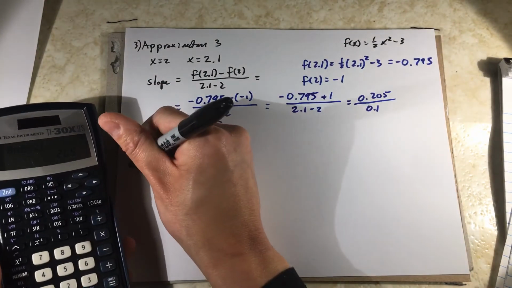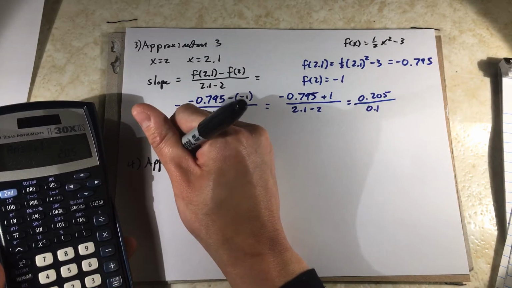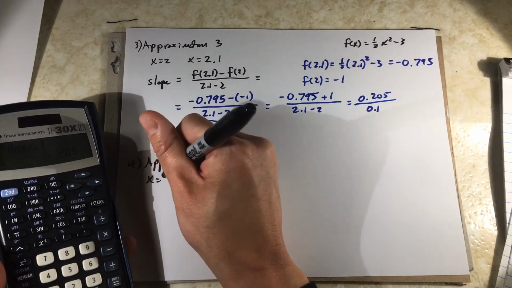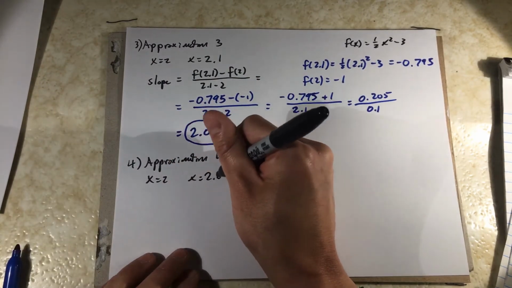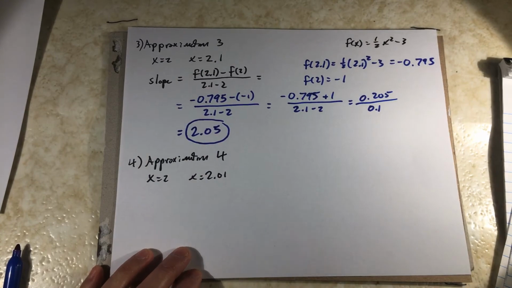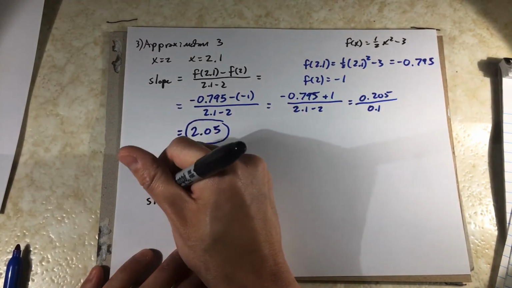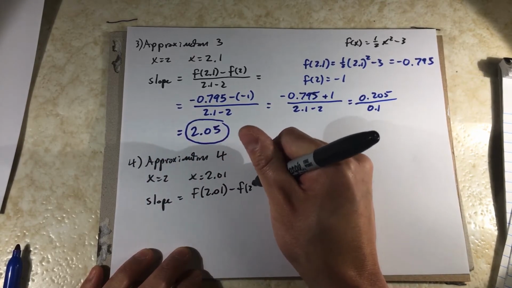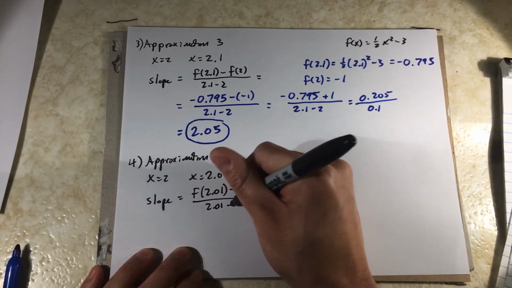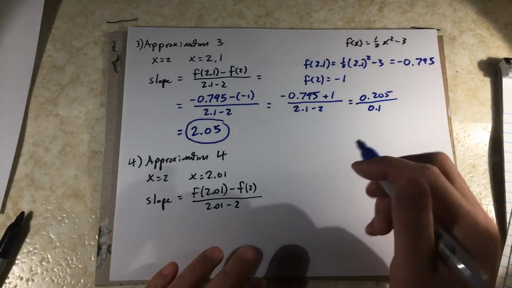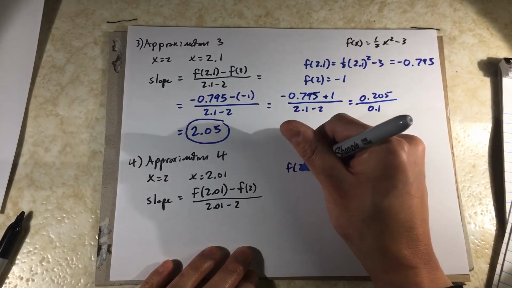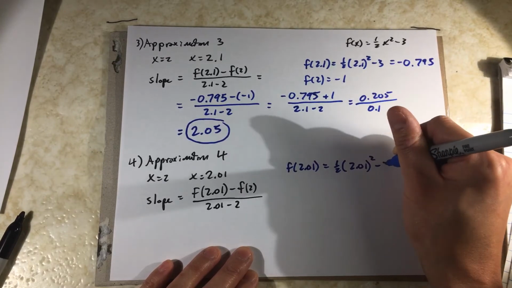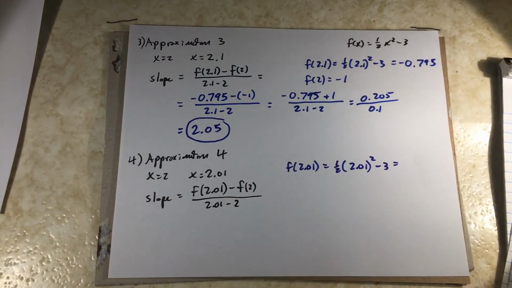And then let's do our fourth approximation, which is x equals 2 and x equals 2.01. So we're getting closer and closer to this point with x equals 2. And the slope is f of 2.01 minus f of 2 over 2.01 minus 2. Hopefully you see the pattern here. So f of 2.01 is equal to 1/2 times 2.01 squared minus 3. And let's do that calculation.